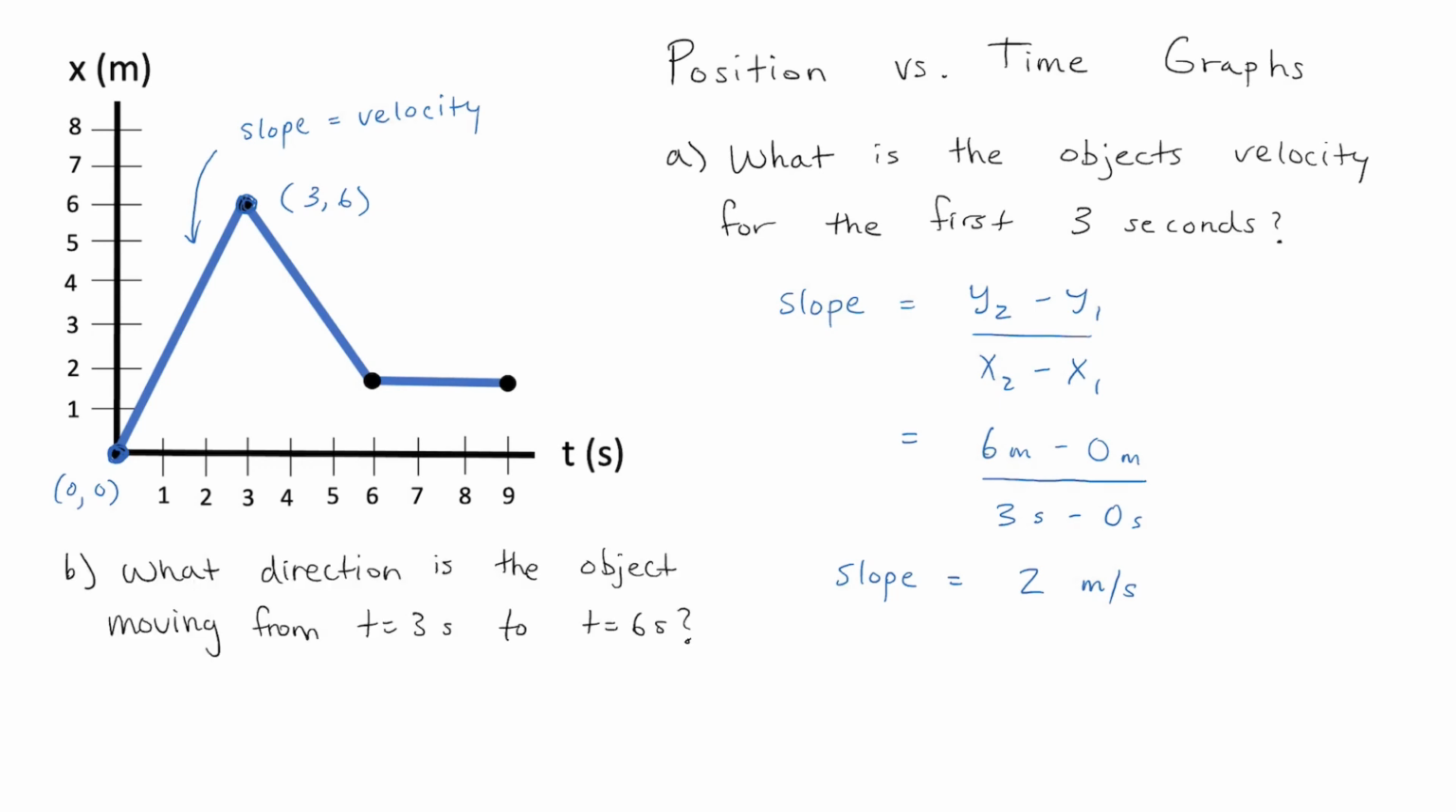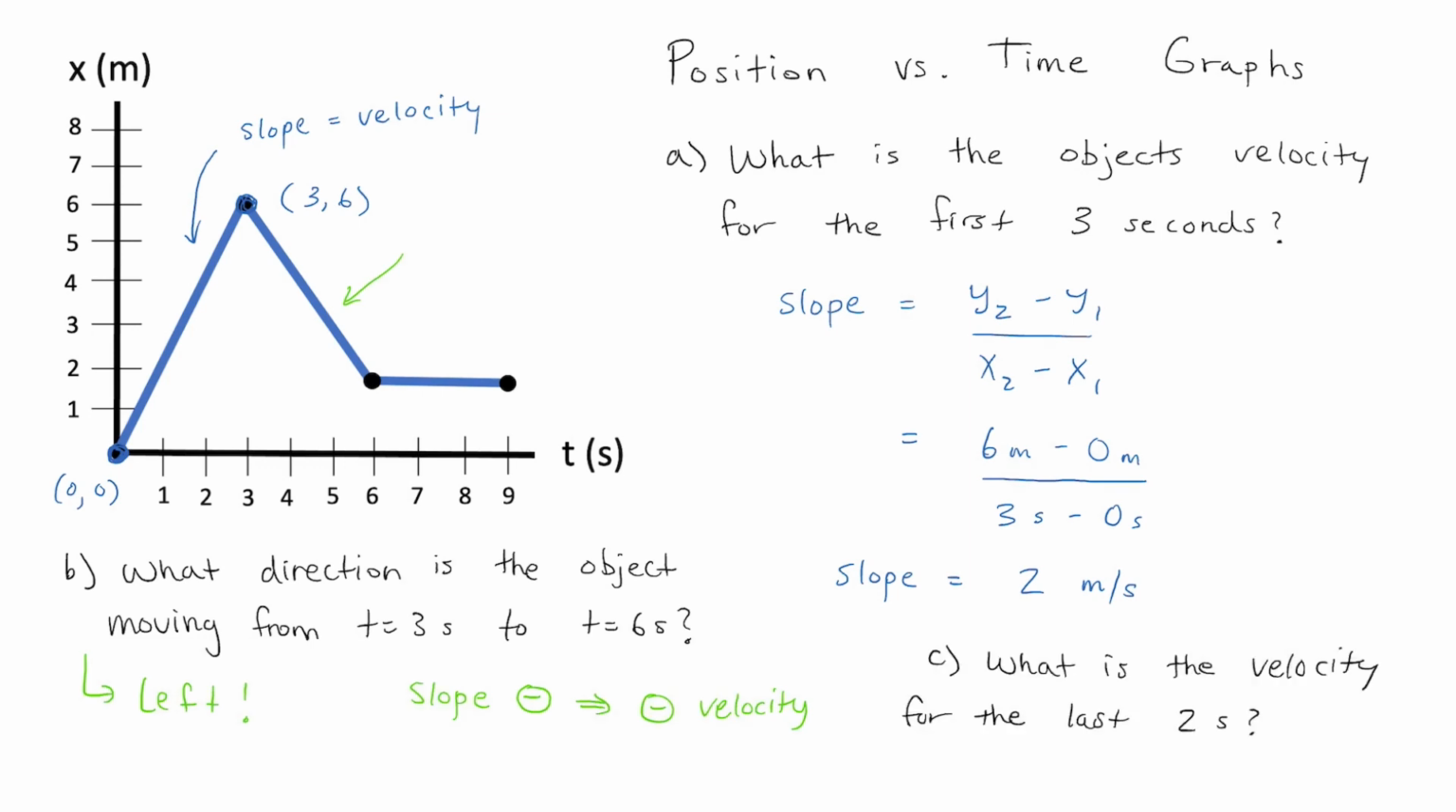The next question is, what direction is the object moving from t is equal to 3 seconds to t is equal to 6 seconds? That means we're looking at this part of the graph, and I can tell you that the object is moving left. Now the way I knew this was because the slope of the line is negative. That would give a negative velocity. And we know a negative velocity means the object is moving to the left.